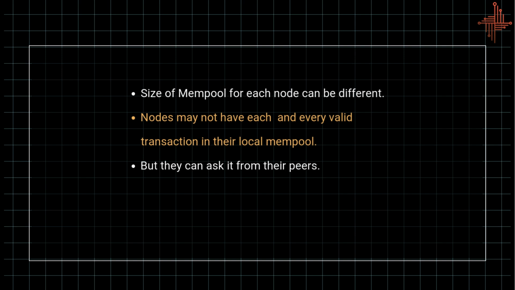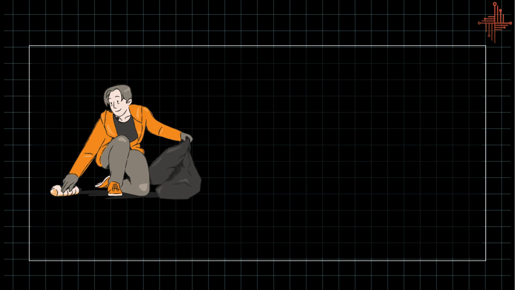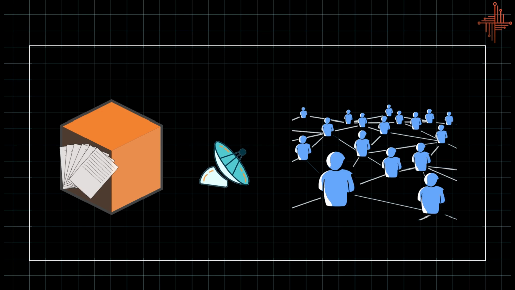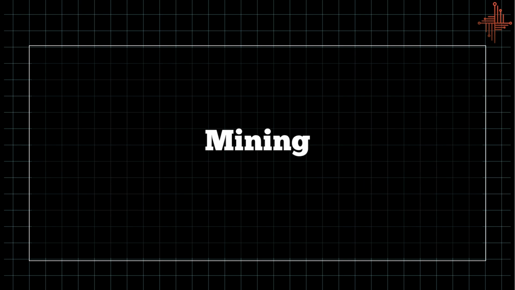Okay, so now the MG node collects all the transactions from the mempool, adds them in a block and broadcasts that block into its network. So this is known as Bitcoin mining. Let's now dive into it.